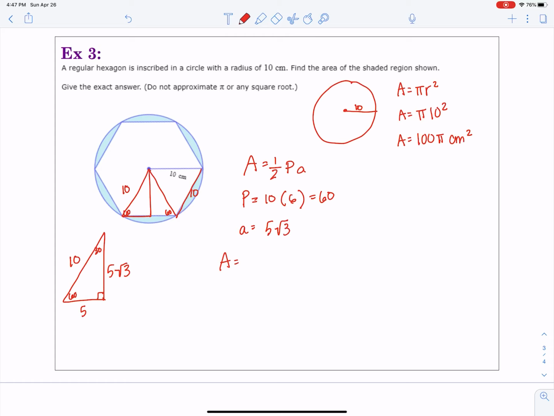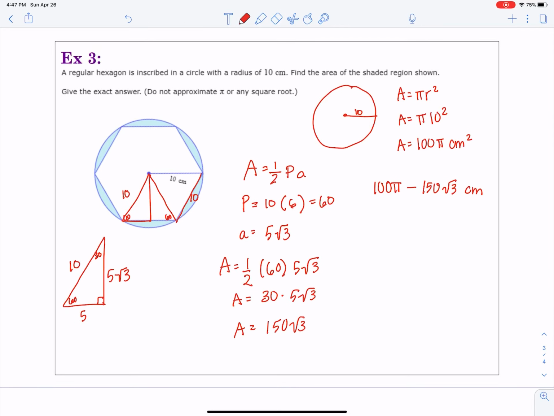So now I'm just going to plug all that in. 1/2 the perimeter, which is 60, times 5 root 3. So half of 60 is 30 times 5 root 3. So I get 150 root 3. So now I'm going to subtract them. So I'm going to take the area of the circle, which is 100 pi, and subtract the area of the hexagon, which is 150 root 3. And this is going to be centimeters squared. And that is going to be my area.